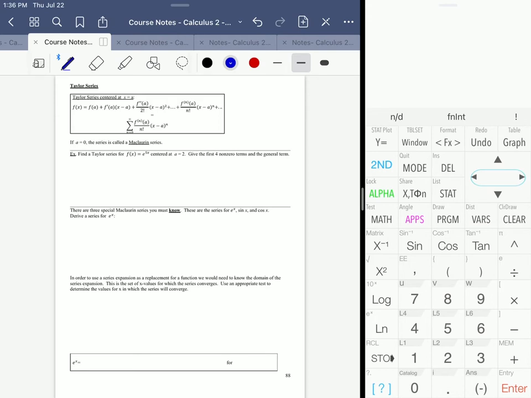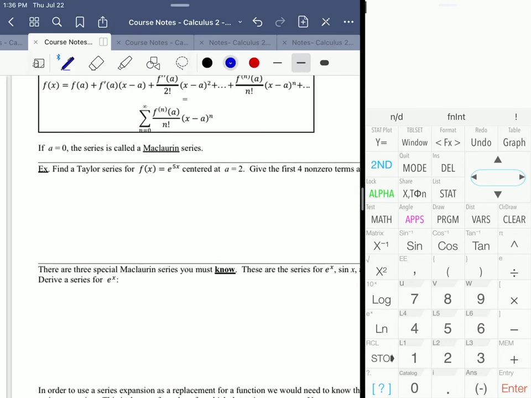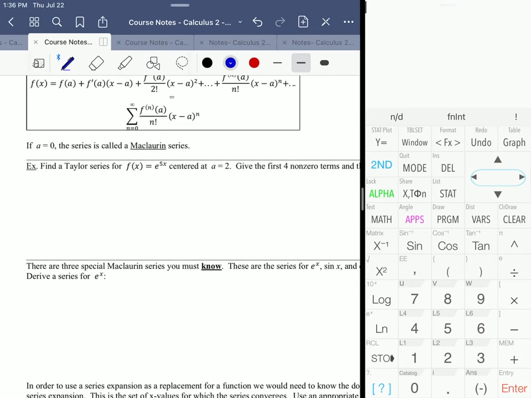All right, so let's go through an example, and then we'll talk about the cases that you've got to know, or at least be familiar with, for Maclaurin series of 3 special cases. All right, but let's focus on e to the 5x for now, centered at a equals 2. So f of x. It says give the first 4 non-zero terms, so that's going out to the third derivative.